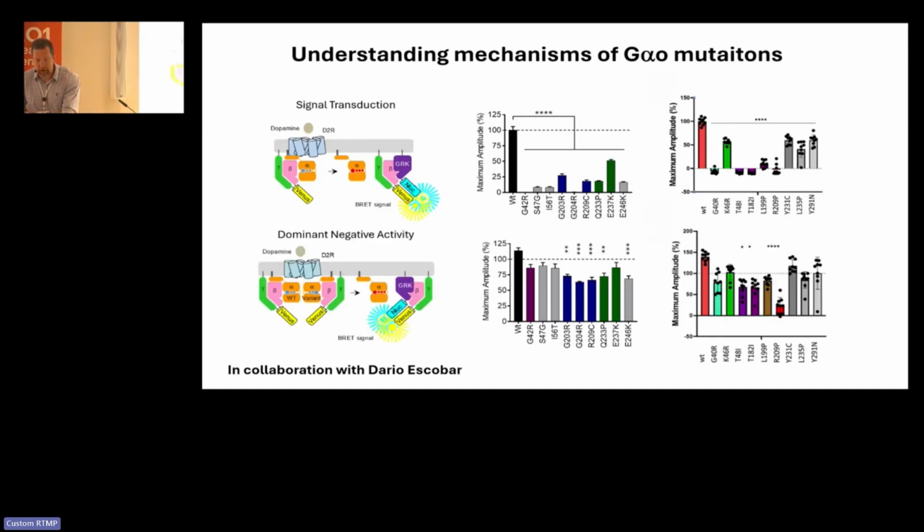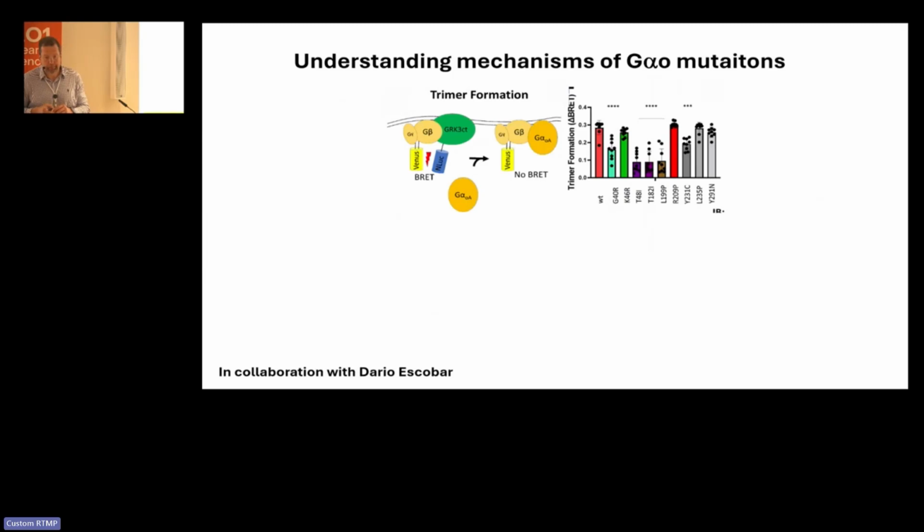We can also modify this system and then introduce the mutated G-alpha-O on top of the functioning copy of the GO. And in some of the cases, with some of the mutations, we see that they interfere with the ability of the normal copy of the GO to transduce a signal, meaning we call this dysfunction a dominant negative form, and some of the variants cause this dominant negative dysfunction.